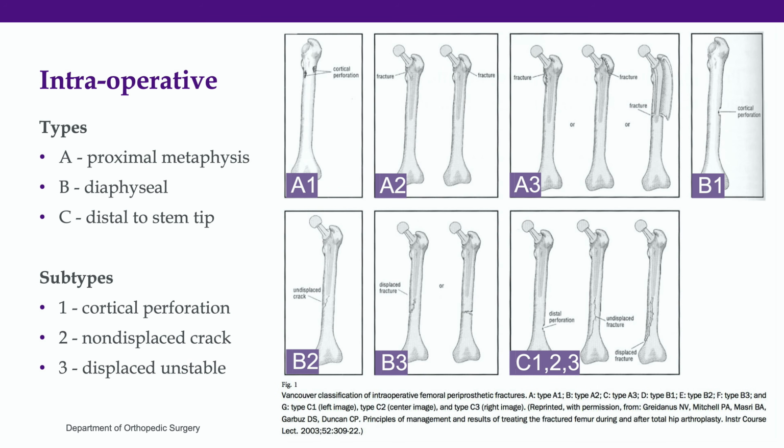So there's a completely different classification for intraoperative fractures. This is, again, a Vancouver classification. It's just not the Vancouver classification that you hear as much about. So the intraoperative classification involves types and subtypes. Type A affects the proximal metaphysis. Type B is a diaphyseal fracture along the stem, whereas a type C fracture is distal to the stem. Your subtypes, a subtype 1 is a cortical perforation, subtype 2 is a non-displaced crack, and subtype 3 is a displaced or unstable fracture.